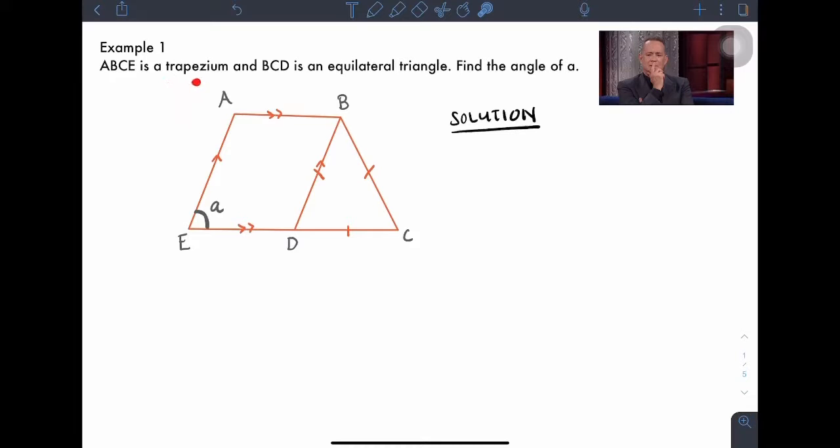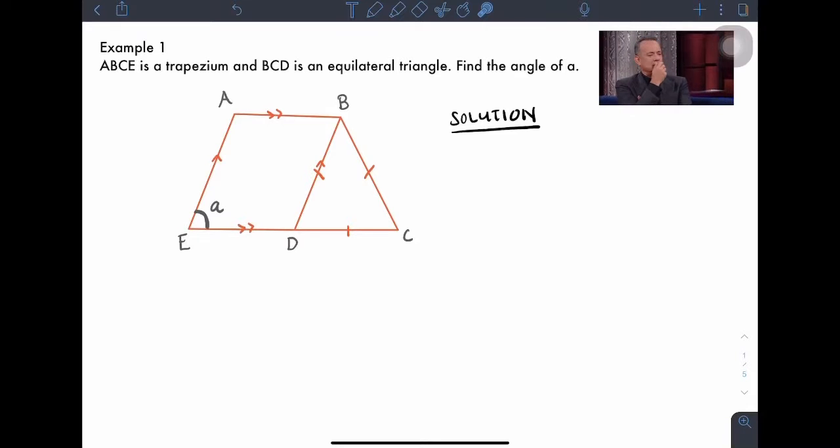ABCE is a trapezium and BCD is an equilateral triangle. So ABCE is a trapezium, correct? And BCD is an equilateral triangle. Now find the angle of A. You are required to find the angle of A here.